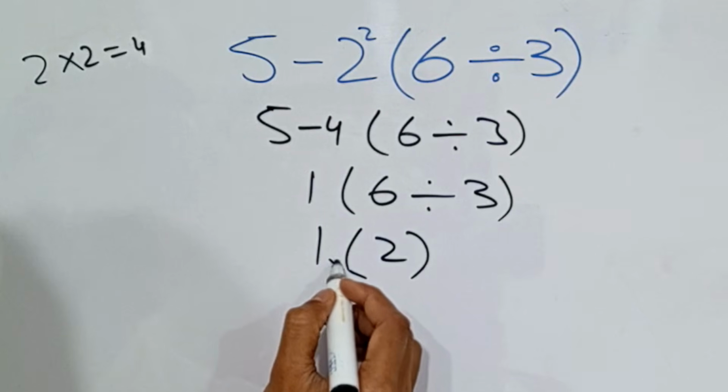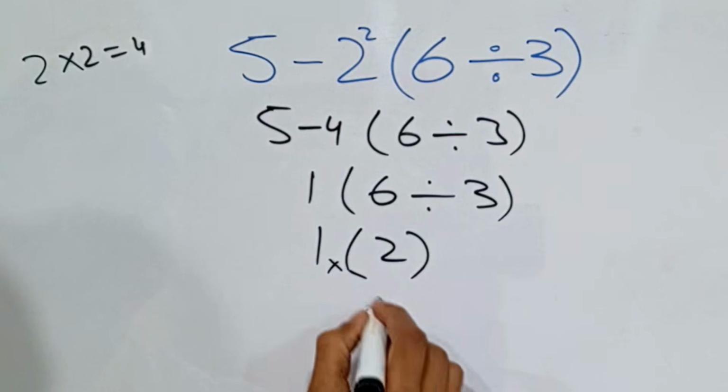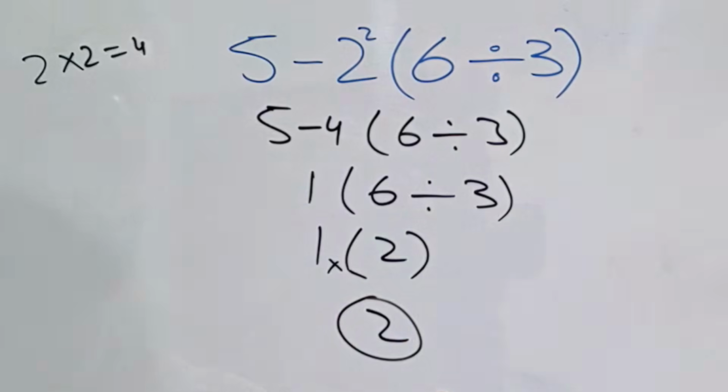So now here is multiply. 1 times 2 equals 2. But this is wrong. Why?